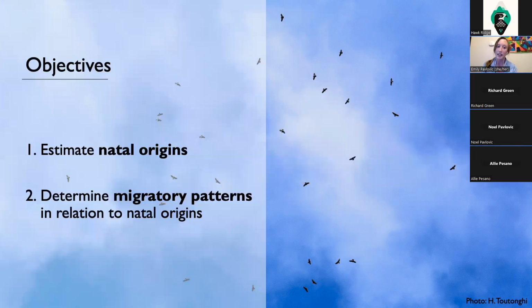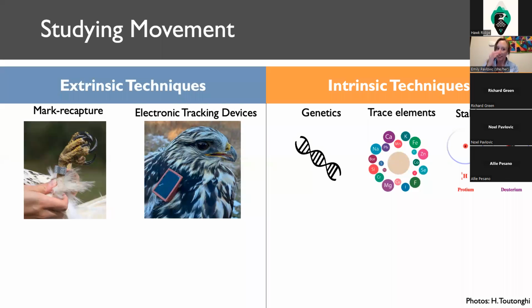So the two main objectives of my thesis work were to estimate the natal origins, meaning the places that the raptors were born, and to determine whether there were migratory patterns in relation to those natal origins. Since I had these objectives, I decided to implement a stable isotope approach to understand where these birds were coming from. But before I really get into that, I just wanted to say that there are many different ways to study movement and where birds come from and where they go.